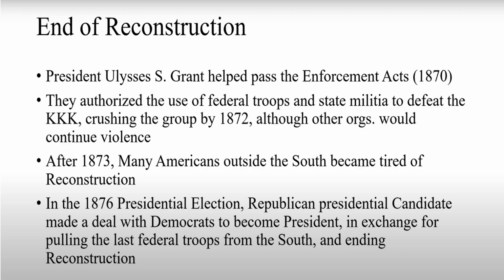And you're going to see that by the 1876 election, ending Reconstruction is going to be a major political promise and a major campaign issue, especially for the Democratic Party. There's going to be certain deals that are going to be made during and after the '76 election that are going to bring Reconstruction to an end once and for all.